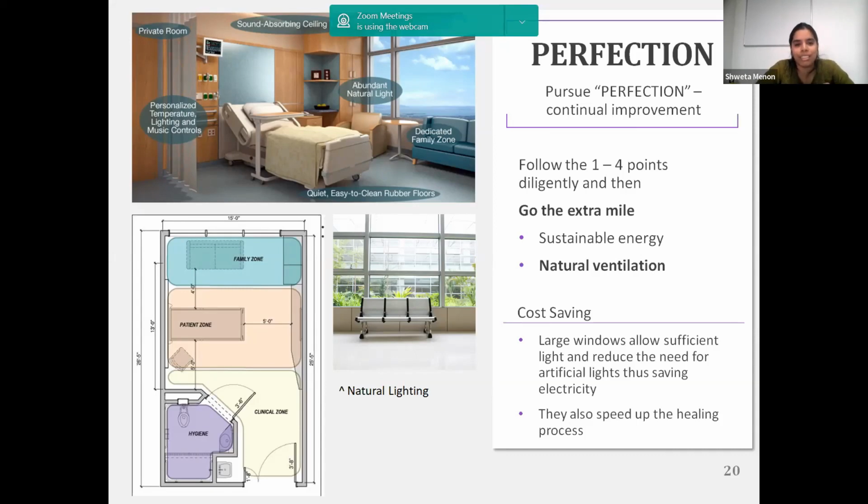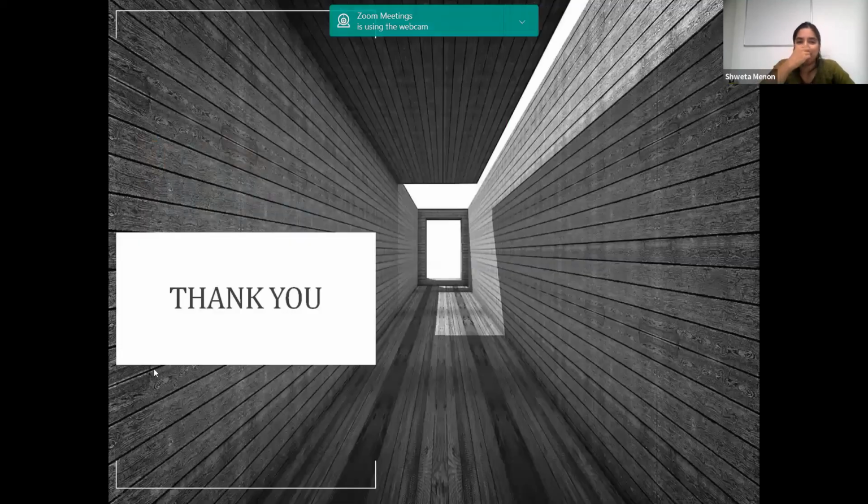So I hope this has been useful. And of course, next Suresh sir's presentation will cover everything necessary in equipment. So I hope a combination of all these three will help everyone know how to achieve what they need to in their budget. Thank you.